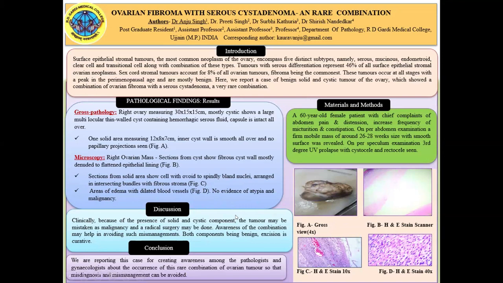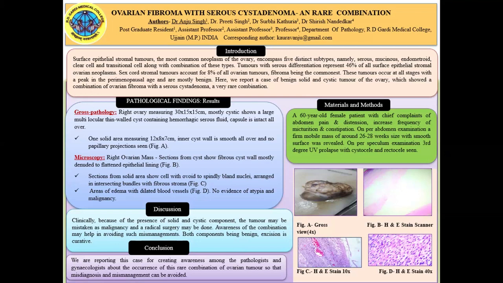Now we start the discussion. Clinically, because of the presence of solid and cystic components, the tumor may be mistaken for malignancy and radical surgery may be done. Awareness of this combination may help in avoiding such mismanagement. Both components being benign, excision is curative.